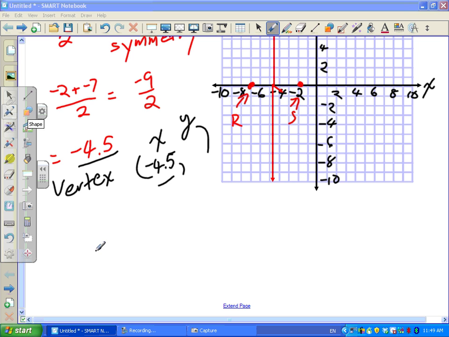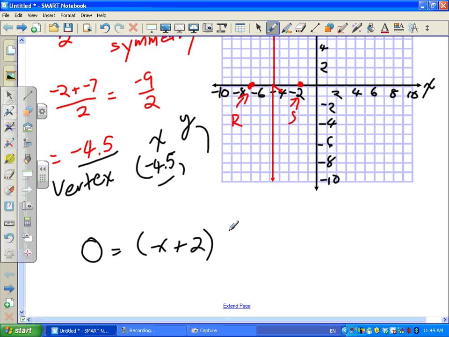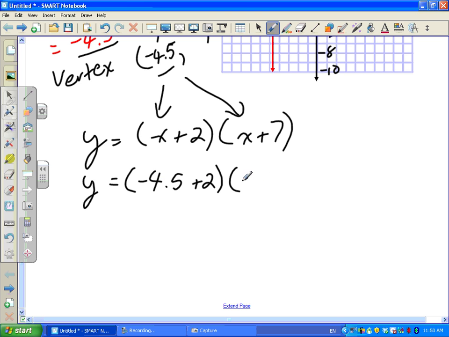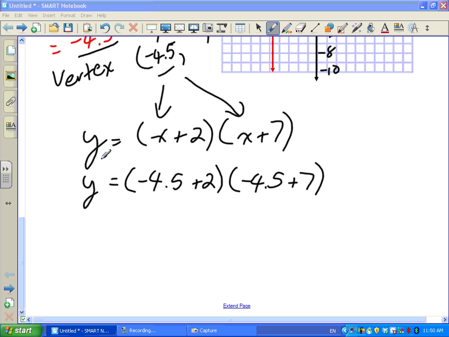Let's take our factored form. We had 0 was equal to x plus 2, x plus 7. I'm going to substitute my -4.5 in for both of the x's. Sorry, I shouldn't say 0. We need this to be our y in this instance, okay? We're trying to solve for a point y. We're going to substitute this in. So our y is equal to -4.5 plus 2, -4.5 plus 7. Okay? So we're looking for what our y is going to be equal to.